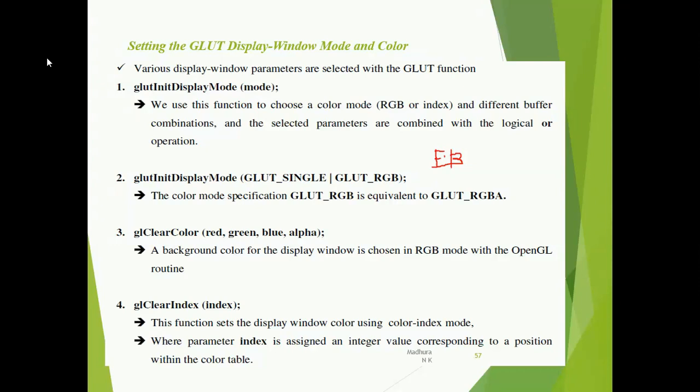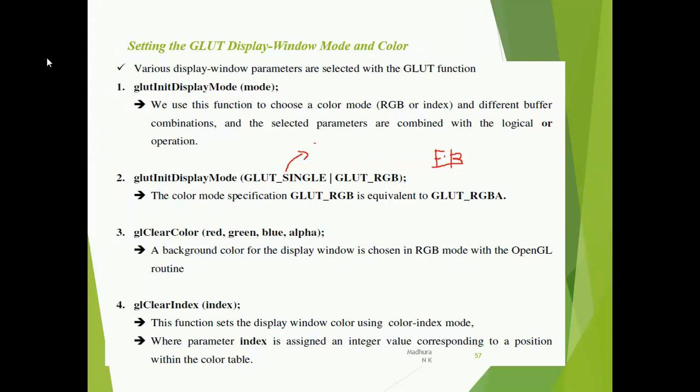This buffer can be a single buffer or a double buffer. If you want to display still images on the screen, meaning images which do not have any movement, then you can choose a single buffer. That's why we choose GLUT_SINGLE here. If you want movement of the image, or animation-like images on the screen, then you can go for GLUT_DOUBLE.